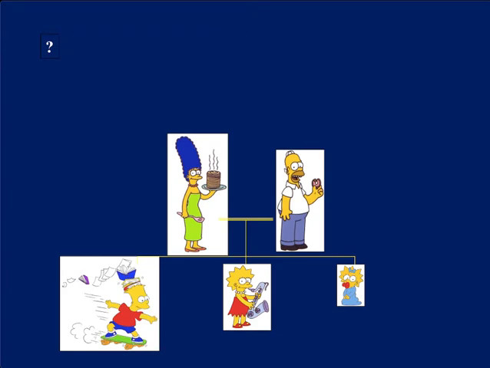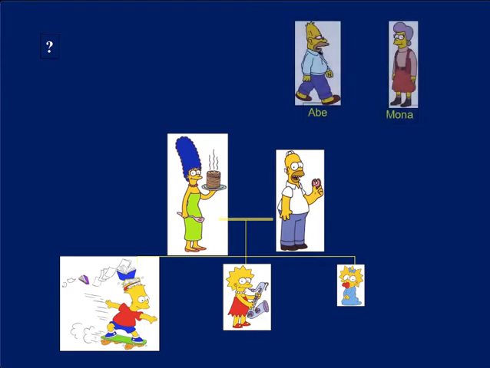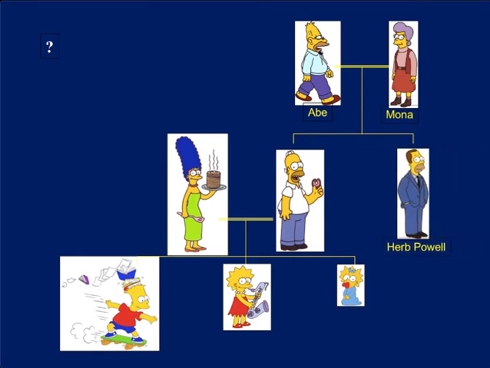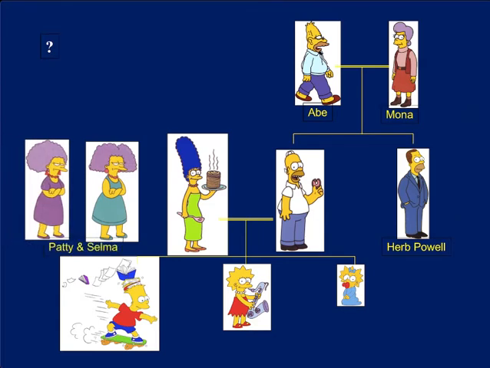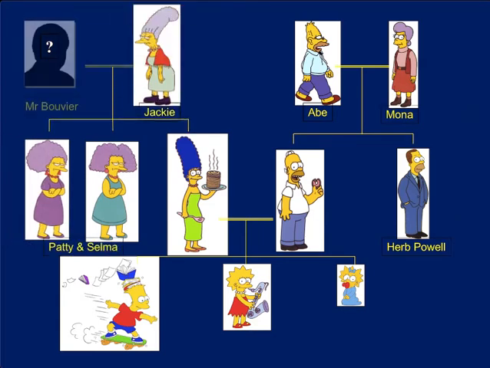So we're going to add in over here, Grandpa Abe and Mona. They got together and had babies. They had 2 sons. They have Homer and they have Herb Powell. So this is also testing how much Simpsons you have watched. Marge has 2 sisters, Patty and Selma, and we're putting in their parents. So Mr. Bouvier we've never heard about, but Mom Jackie got together, had babies, and away we go.